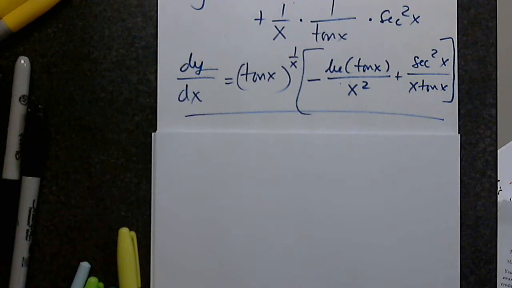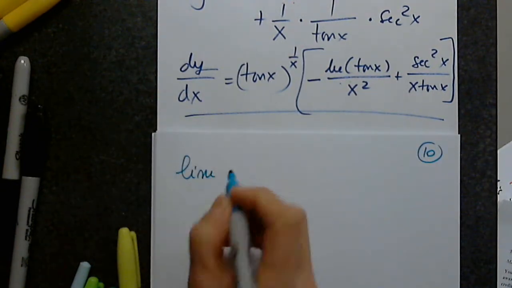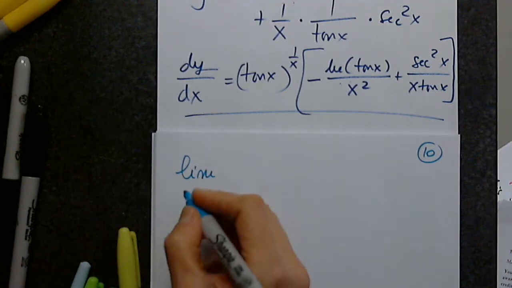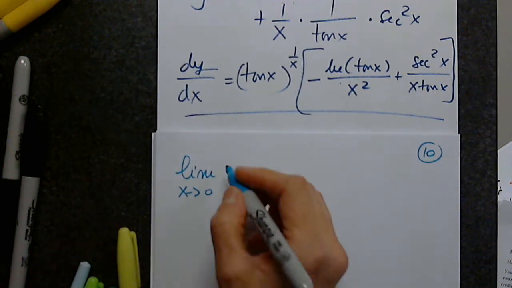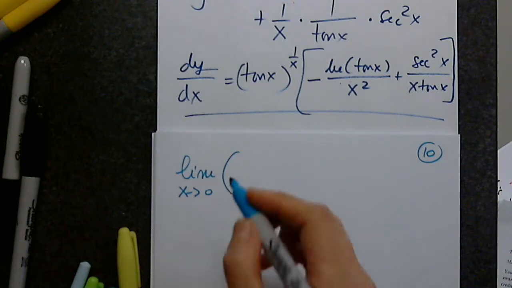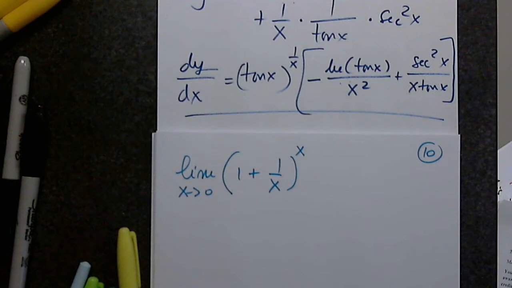Now I would like to look at this limit. As x approaches 0, from 1 plus 1 over x raised to x.